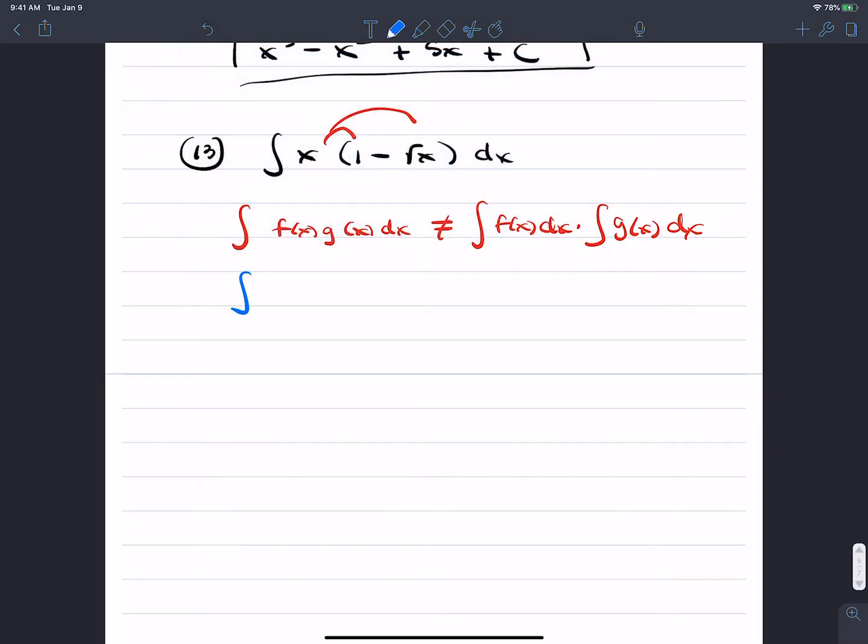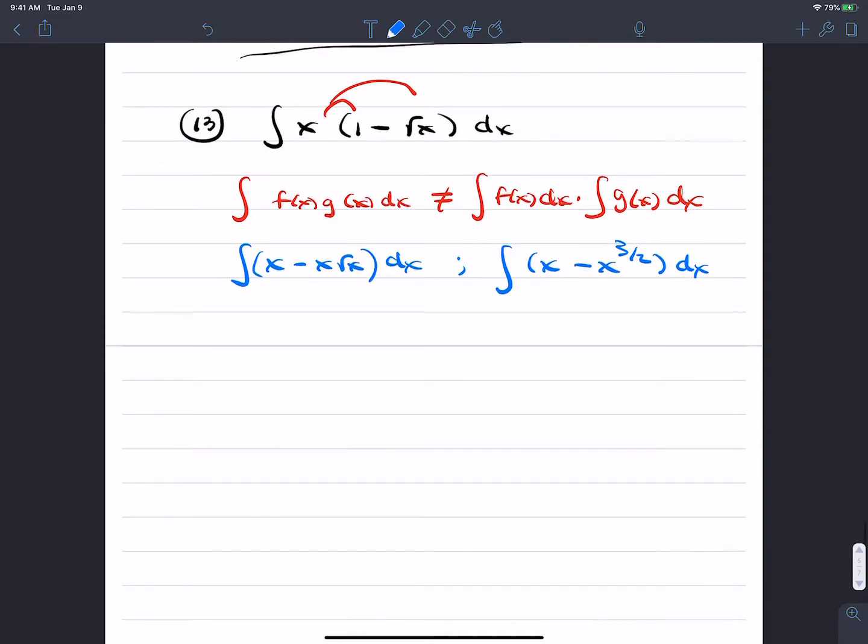So you get the integral of x minus x square root of x dx by the distributive property. But that's really going to be the integral of x, in parentheses, minus x to the 3/2 power dx. Okay, you okay with that one? Why is that x to the 3/2? Properties of exponents. x to the first power times x to the 1/2. 1 plus 1/2 is really what? 3/2. Is that true?